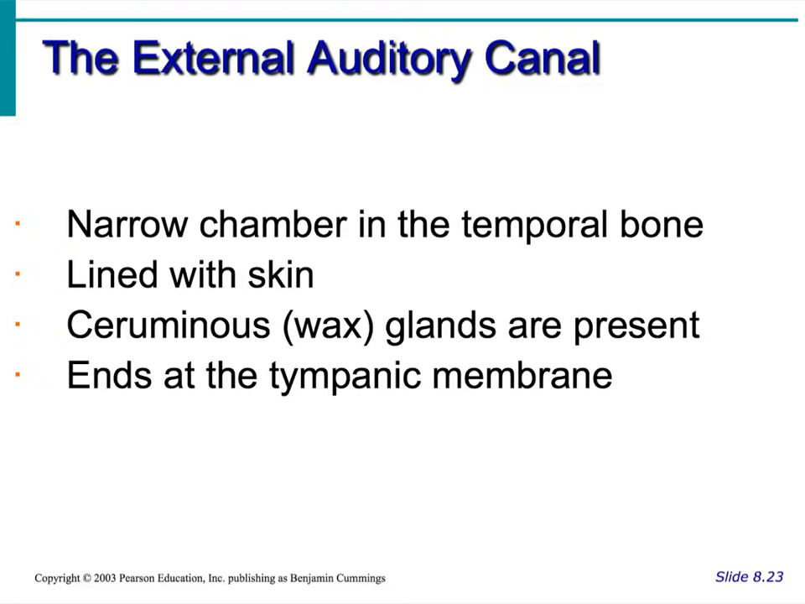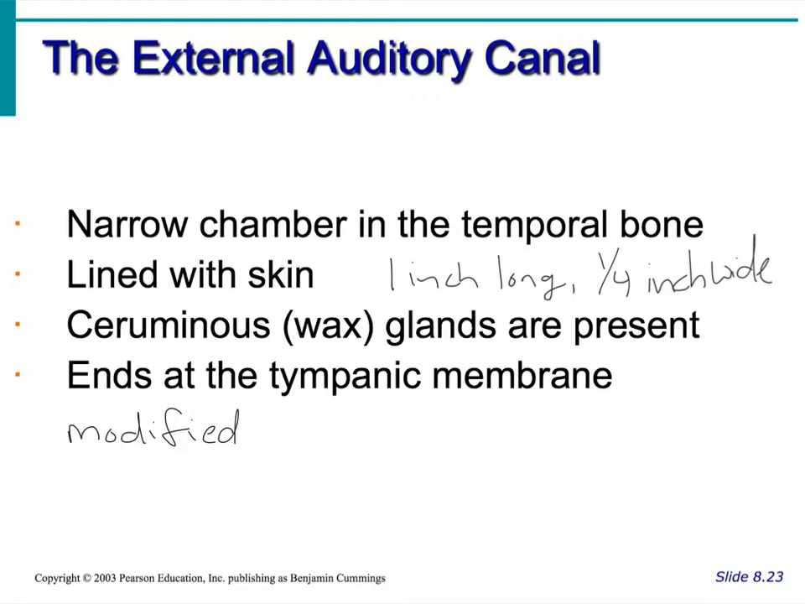Oops, I need my pen. 1 inch long, and it's about 1/4 inch in diameter, 1/4 inch wide. It has ceruminous, that's how you pronounce this word, ceruminous glands, or these are your wax glands. They produce cerumen. These are, I'm going to add a little bit to this, modified apocrine glands.